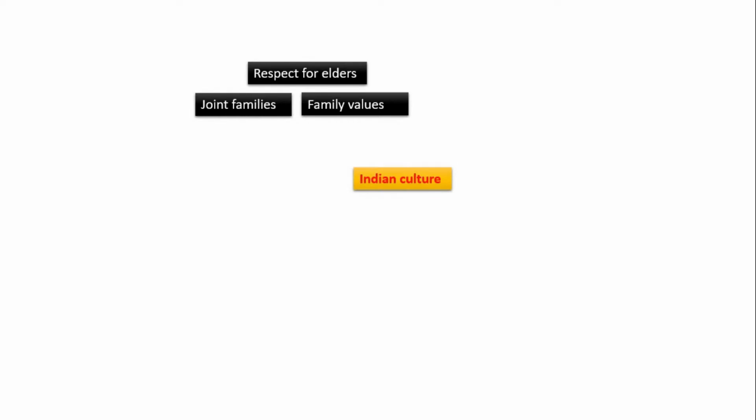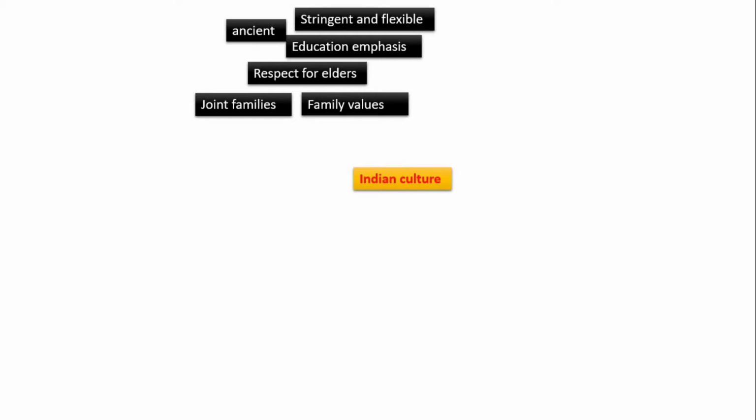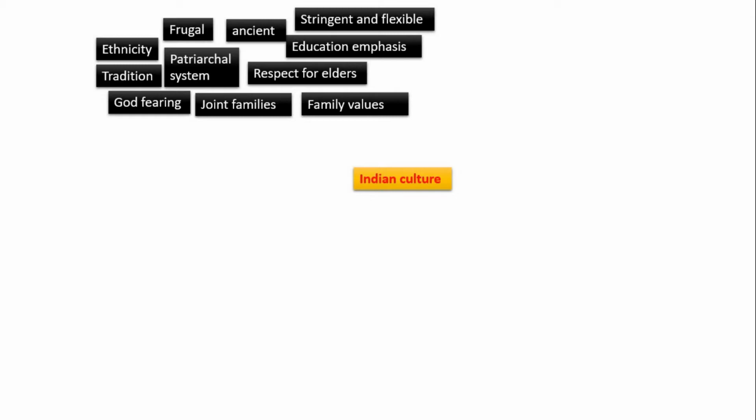So after you've written down Indian culture, you start looking at the things that are associated with it. Let's start with family values. We stay in joint families, we have respect for elders, education is quite emphasized. Some family values are very stringent and some are very flexible. Then there is an ancient system, our patriarchal system, and then we are God-fearing. There are a lot of traditions with every family. Then we have different ethnicities, we believe in frugal systems.